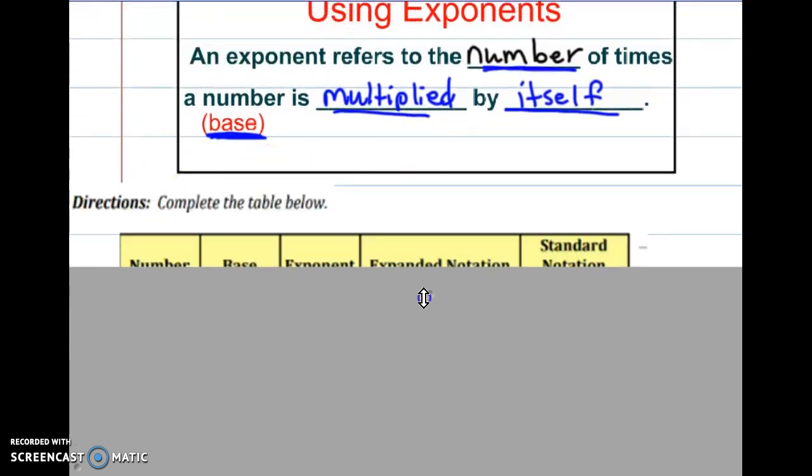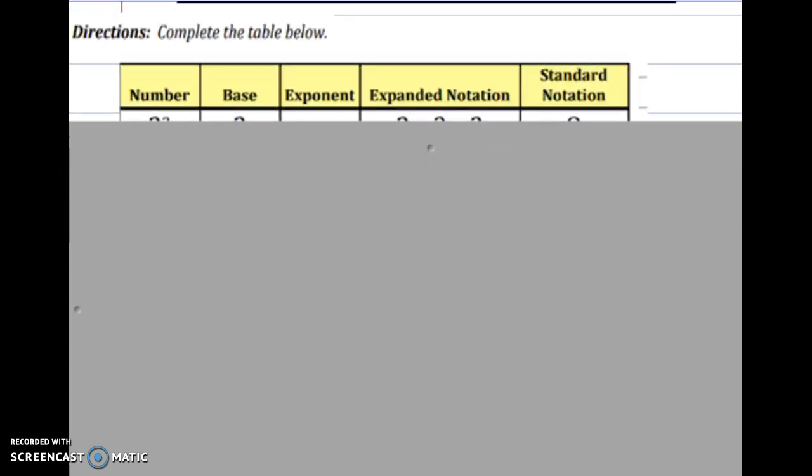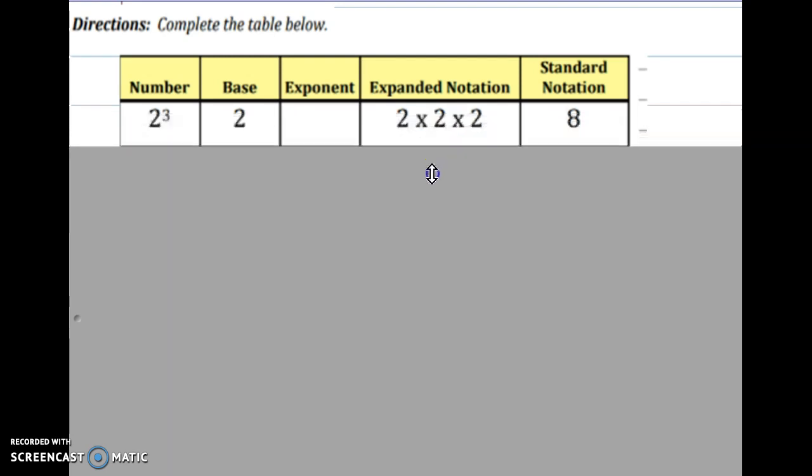Okay, so if you will look, we're going to complete the table with these columns. In the first column, we're going to be given the number that includes the base and the exponent. The second column, we're going to write in the base. The next column, we're going to write the exponent. The fourth column, we're going to give the expanded notation. That simply means, what does the power and exponent, or the base and exponent, mean to multiply? And then finally, the standard notation is where you actually do the multiplication. A couple of these we will do together, and then some of these you will do on your own.